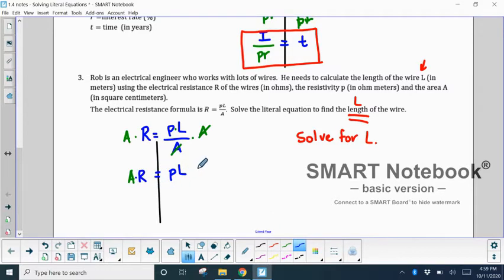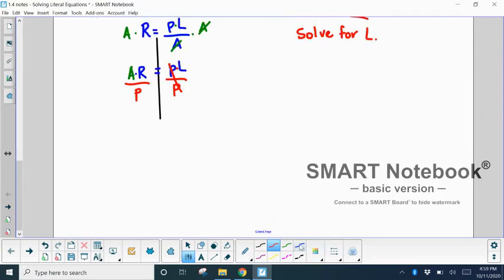so I'm just going to leave it. So then to get the L by itself, remember we're solving for L, this says P times L. So to undo multiplication, I'm going to divide. So if I want to get rid of the P, I need to divide by P here. If I do it on one side, I have to do it on the other. So P divided by P goes away, gives me a 1. So I'm left with a 1L or just an L. And then on the left, I have A times R all over P.